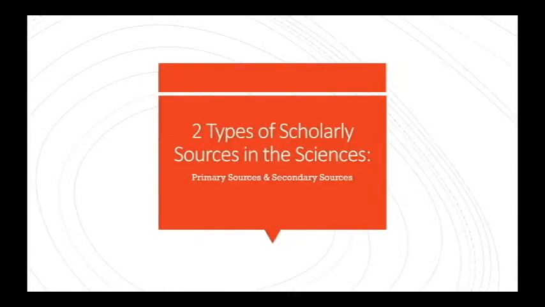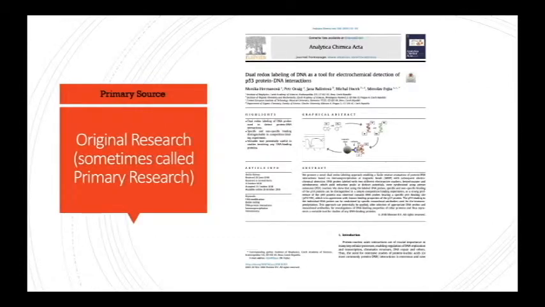All right, so within the scholarly literature in the sciences, there's two types of literature that we'll talk about: primary sources and secondary sources. So a primary source, which is sometimes called primary research, is basically original research. Here on the right hand side, I have an example I found of a recently published original research article that is about DNA.